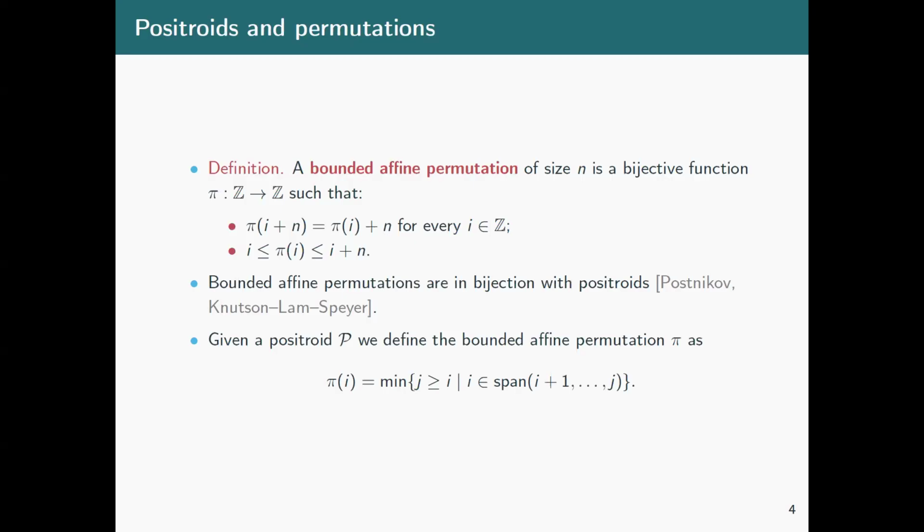And how does this construction work? So we take a positroid P, and then the image of i is going to be the smallest j such that i is in the linear span of i plus 1 until j. So let me do this with an example.